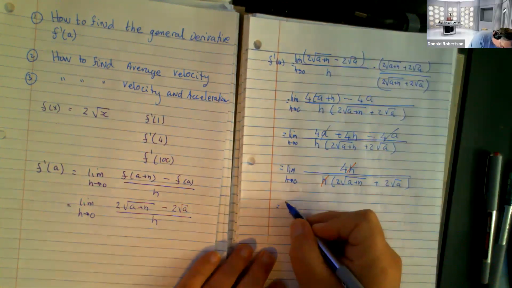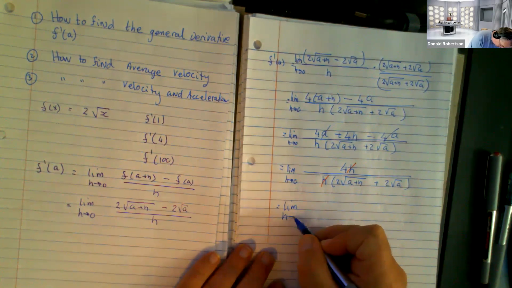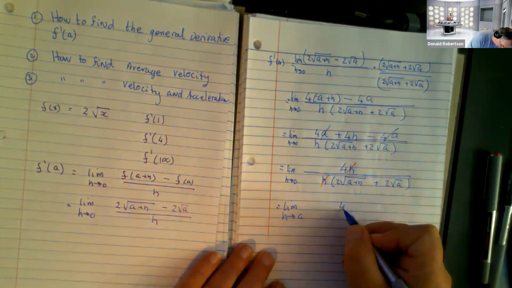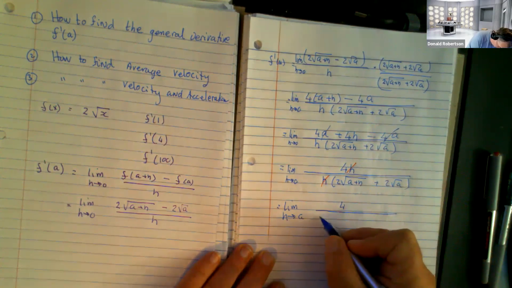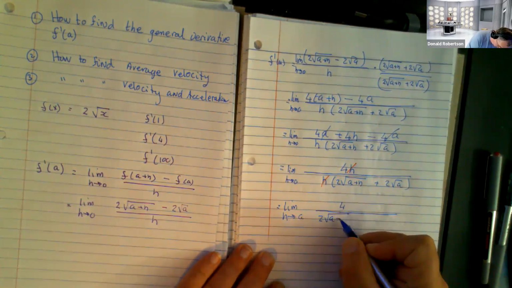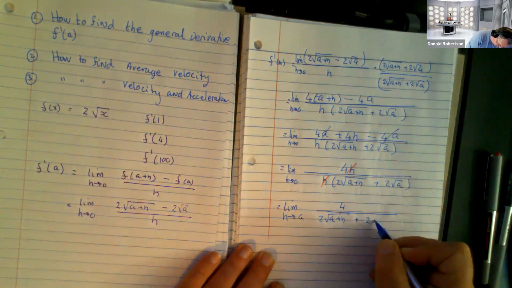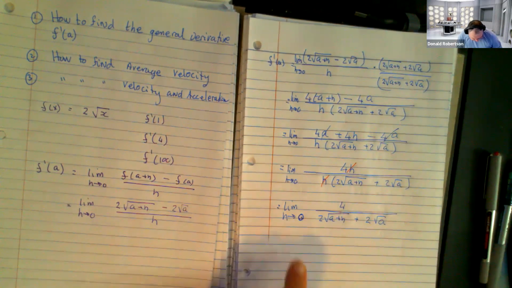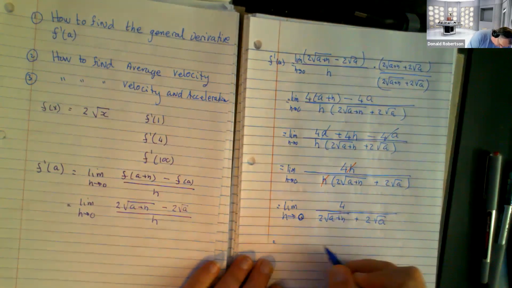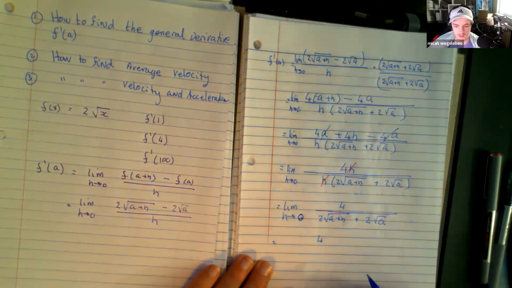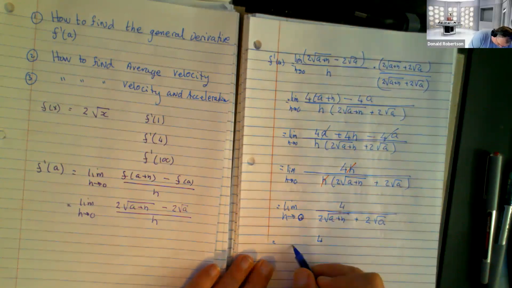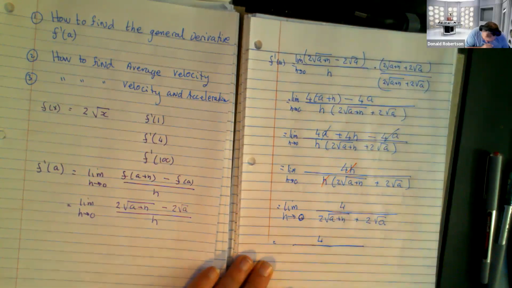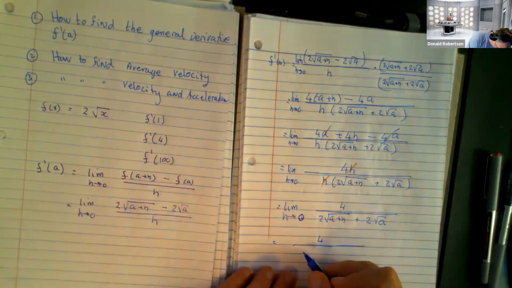So I now have the limit as h tends to 0 of 4 over 2 lots of the square root of a plus h plus 2 lots of the square root of a. Okay, and that's a 0 anyway. Let's plug in h as 0 now. So it's going to be... You can also divide it by 2, but I think that's overkill. Oh no, I like it, and we will divide by 2. Could have done it right at the start. Nothing wrong with that, I like it.